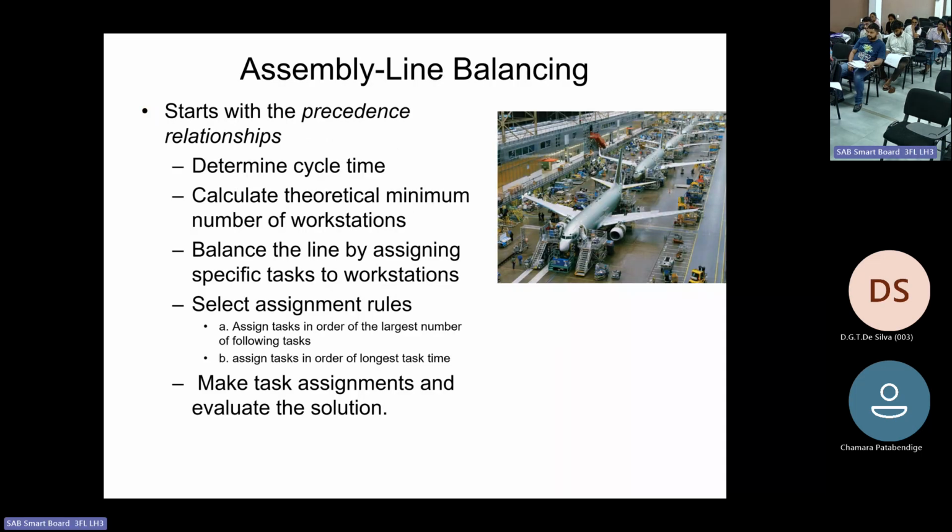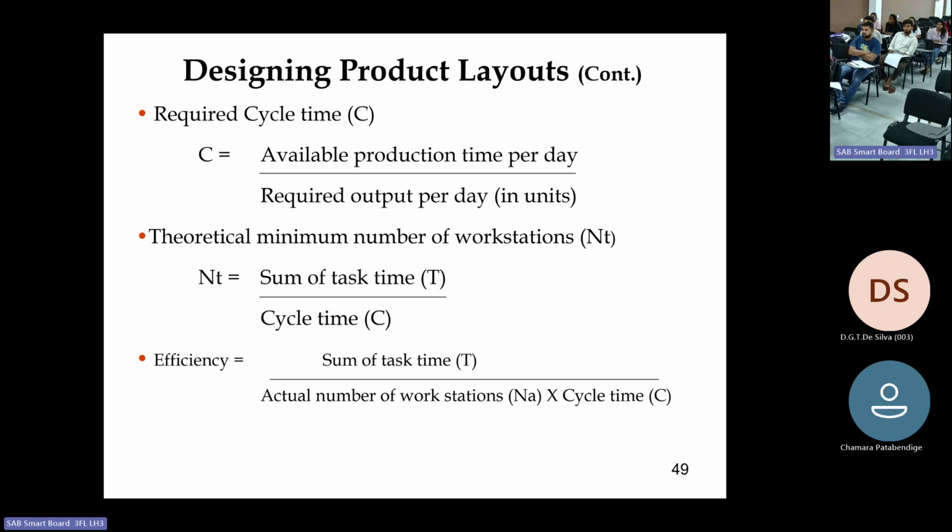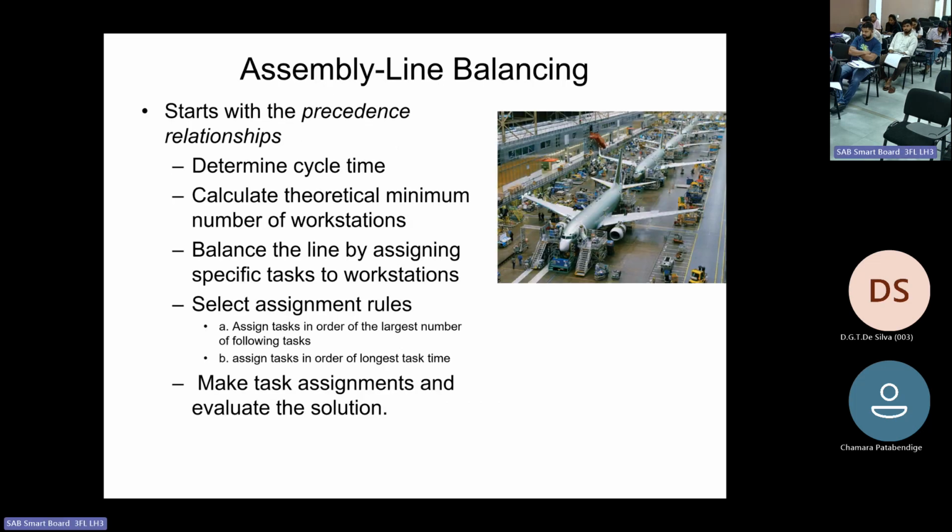Then we have to do the balancing, assigning tasks into workstations. And for that, we use some rules. You will understand what they are, and why we use them, and accordingly finalize the layout. How we should arrange the workstations from the starting point. And to assess whether we have proposed a better layout, we use something called evaluation, and for that we use an equation called efficiency ratio. You'll understand. These are the steps to follow. With an example, you will understand.